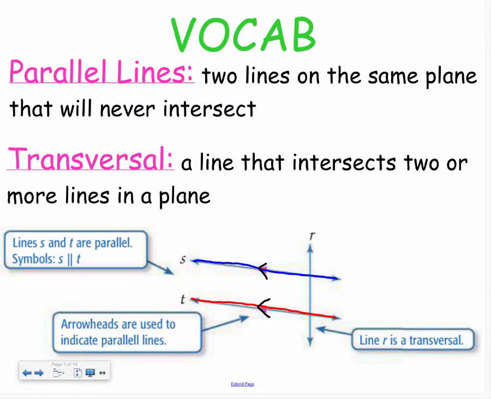The other notation you might see for that is right there, that there are two vertical lines in between the line names. So S is parallel to line T.